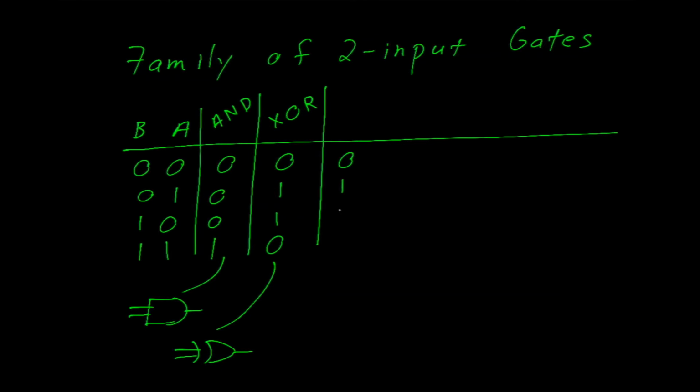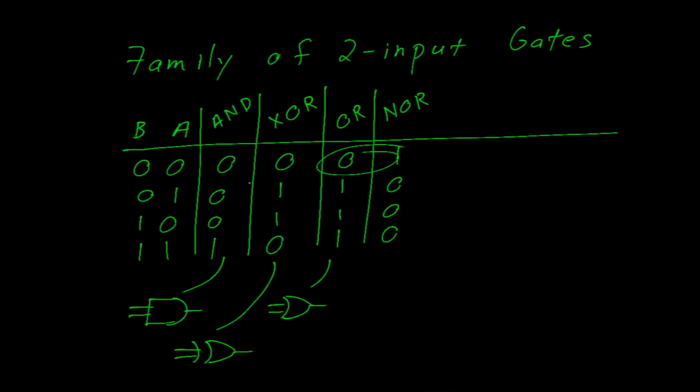0, 1, 1, 1 is an OR gate. We've explored that one before. Again, 2 input OR gate. The NOR gate is just the OR gate, but inverted. So 1, 0, 0, 0. So you can see anywhere that there was a 1, it becomes a 0. Anywhere there was a 0, it becomes a 1. This symbol looks like our OR gate. However, it has an inversion bubble on the output.